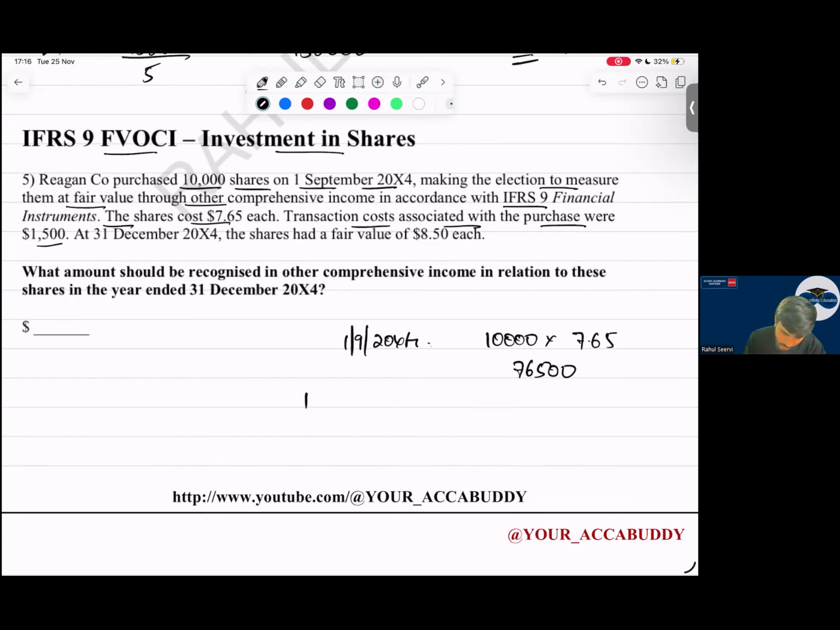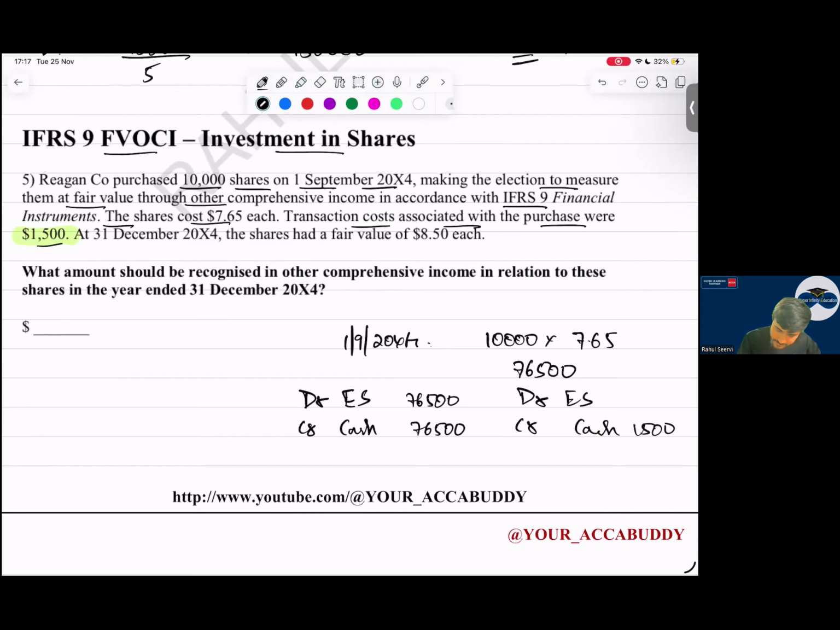Now tell me, what is the journal entry? Let me pass the journal entry also. Equity shares, cash going out of 76,500. Now, your transaction cost is there of 1,500. Whenever transaction cost is there, in case of OCI, we capitalize it. For fair value through P&L, it will go to P&L, but for fair value through OCI, we capitalize it. See now, when you capitalize, what is the entry? Cash is going out, 1,500.